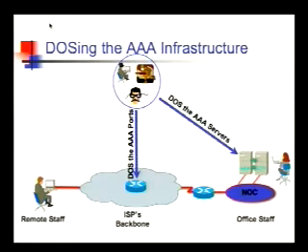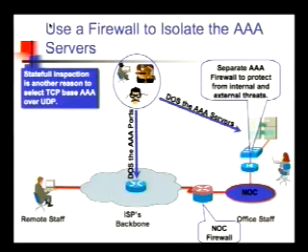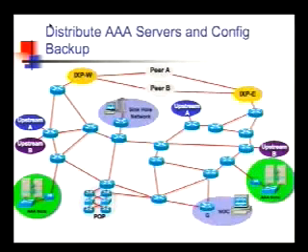So it's really important that we protect that AAA infrastructure and we harden it just as we would any other part of the infrastructure. We can even put the AAA infrastructure behind a firewall and use stateful inspection on the firewall to further secure it from unauthorized access, and have firewall rules that limit access into the AAA infrastructure from the beginning, and then also limit the access from the AAA servers out only to the network devices that they need to provide authorization for. And then we need to distribute our AAA servers as well.